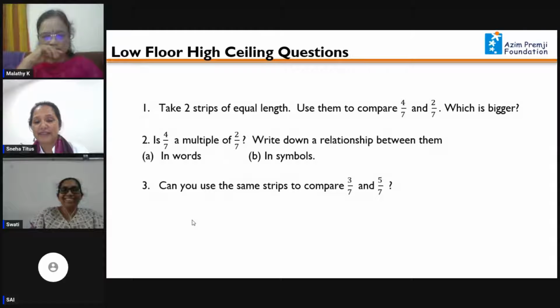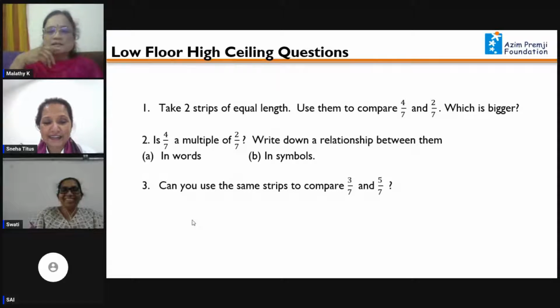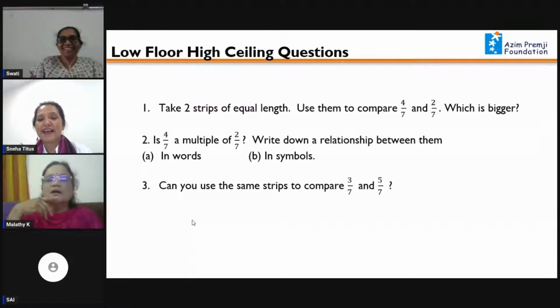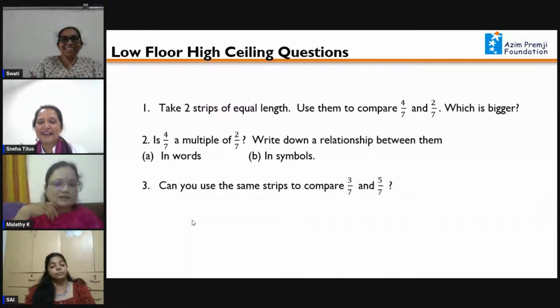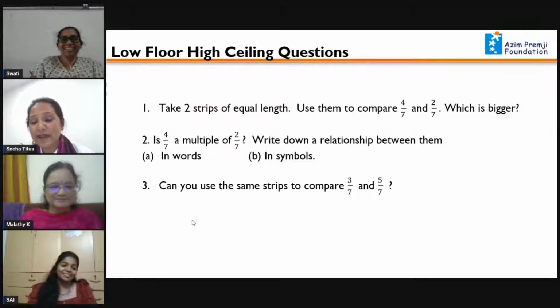Shall I? Yes. With the same strips, when 2 by 7 is there, I can just shade one more and say it is 3 by 7, and take the 4 by 7 strip and shade one more and say 5 by 7. I have done it. Oh, lovely. Okay. So that is how Malathy would do it.